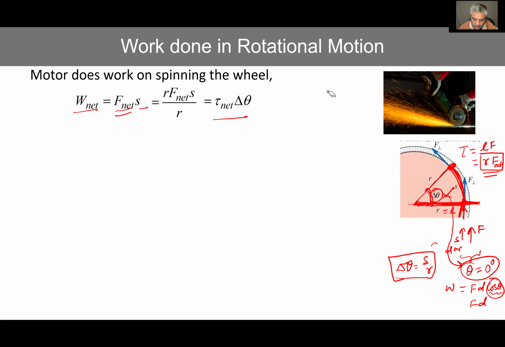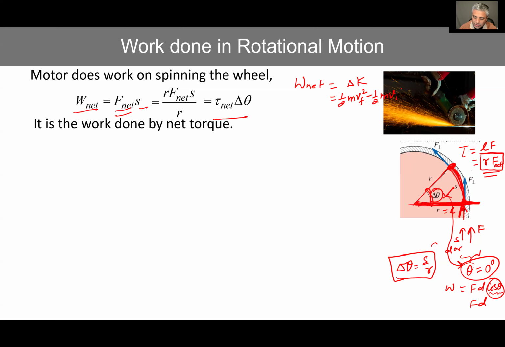Now, we want to go from work done to energy. Remember, net work done by a force was equal to change in kinetic energy, or half m v final squared minus half m v initial squared for the translational motion. Now we want a similar equation. So we want to get rid of this displacement. We want to get rid of torque. We want mass and we want speed.